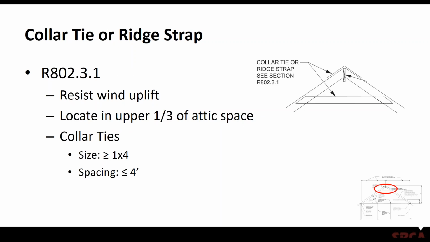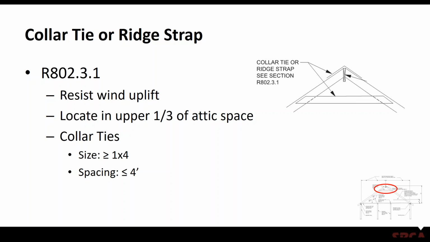There are also provisions in R802.3 that discuss the requirements for collar ties or ridge straps. First and foremost, the ridge straps that go across the top in this case, or the rafter ties, or collar ties, I should say, are basically there to resist wind uplift.